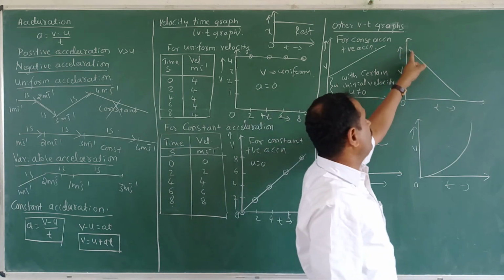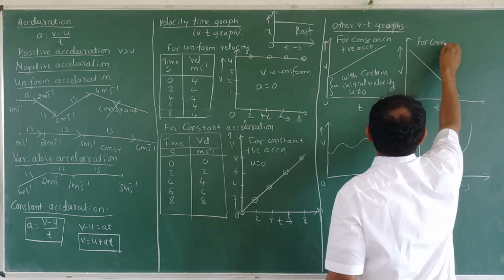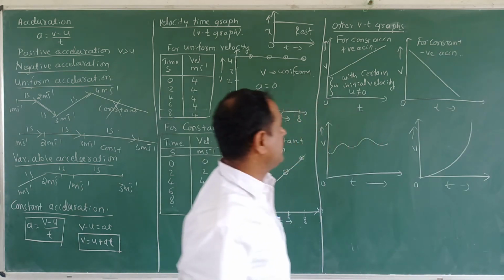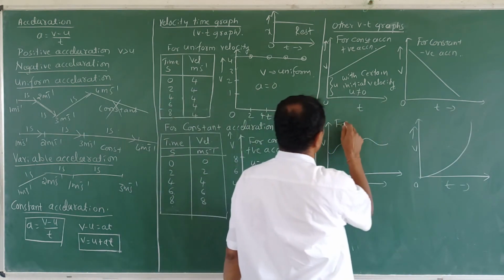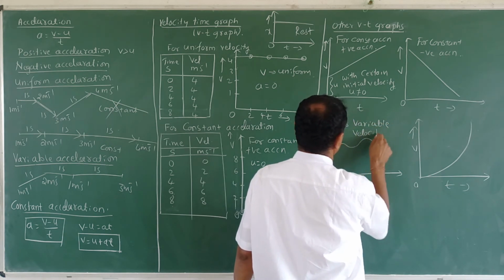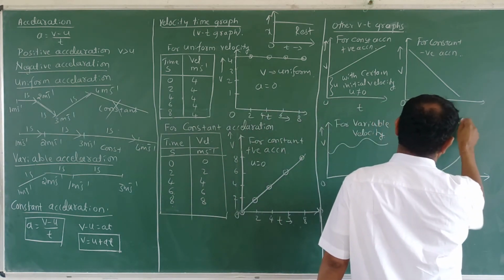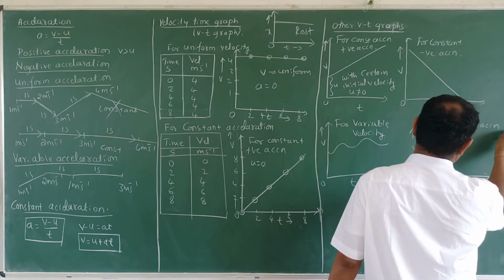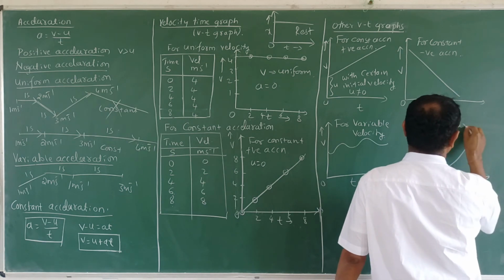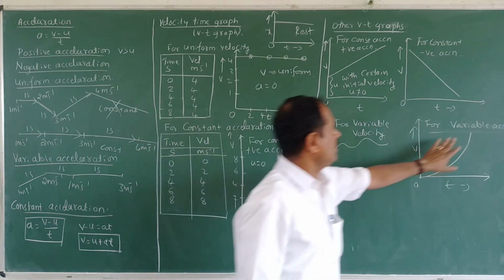Now this is the graph. This is for constant negative acceleration. This is for variable velocity. And this is for uniform acceleration. This is for variable acceleration.